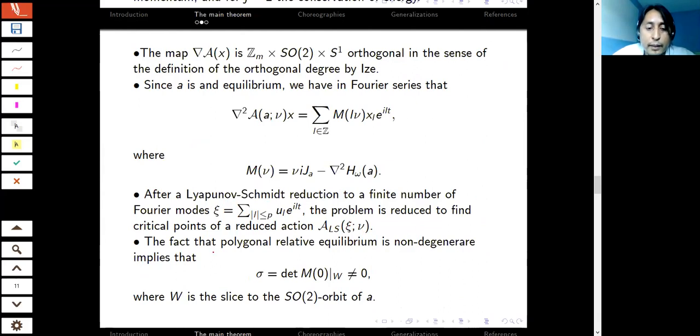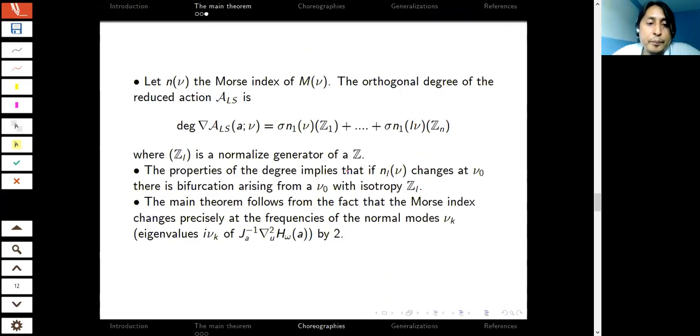So now the fact that the polygon is a relative equilibrium that is not degenerate is going to imply that this number sigma, which is just the determinant of the matrix M at 0, restricted to the slice W, a slice of the SO(2) orbit of A, is different from 0. Why? Because when nu is equal to 0, this disappears, and this is just the Hessian, and that's just the definition of an equilibrium being non-degenerate, right? So now this is the theorem.